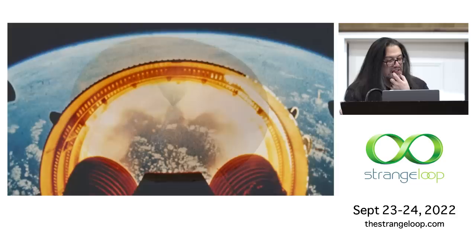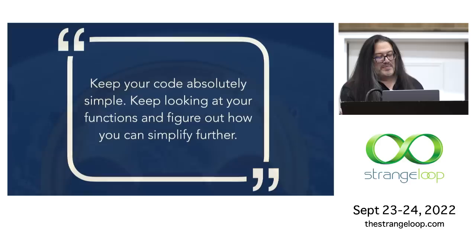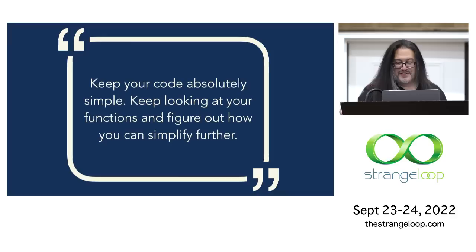So after 1991, id Software's first stage of company development was complete, and another important principle was in effect. Keep your code absolutely simple. Keep looking at your functions and figure out how you can simplify further. We wrote all of our games all the way up to Quake in C, not C++. Okay, so stage two is about to begin.